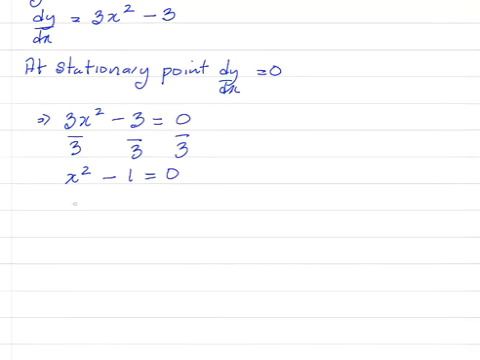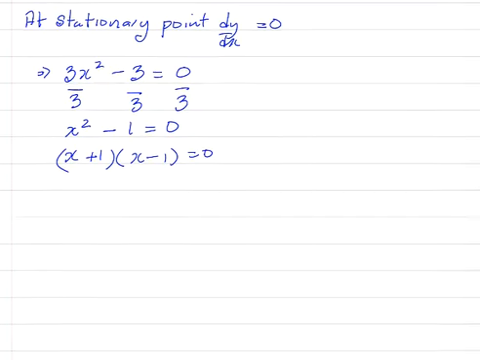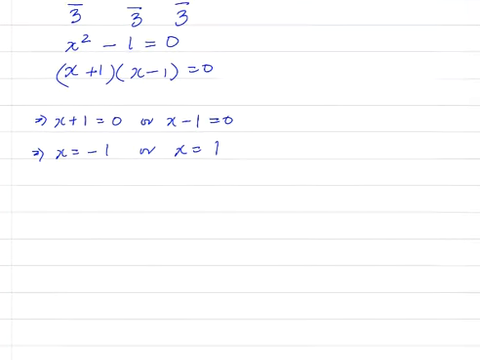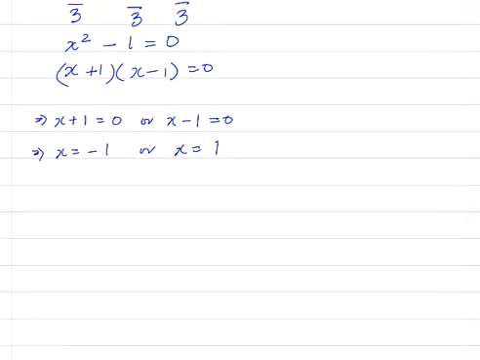Let's factorize. We're going to get x plus 1, x minus 1 is equal to 0. X squared minus 1 is the difference of two squares, and this is how we factorize the difference of two squares. Therefore, x plus 1 is equal to 0, or x minus 1 is equal to 0. Therefore, x is equal to minus 1, or x is equal to 1. So what I have here are the values of x at the stationary point.